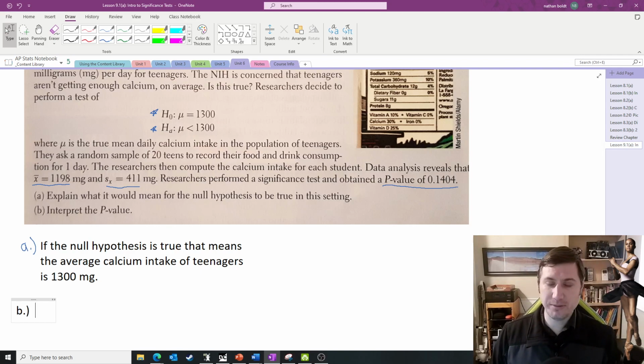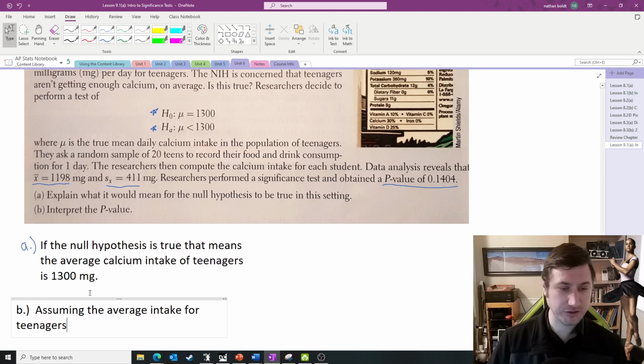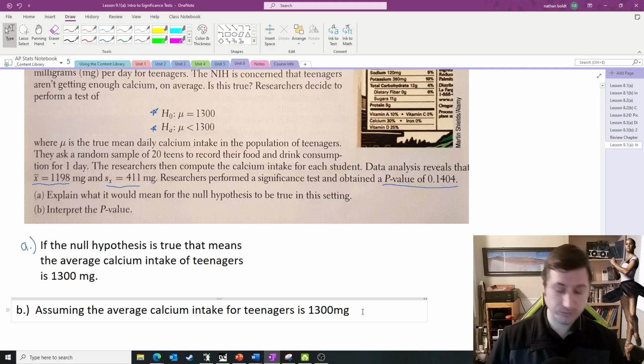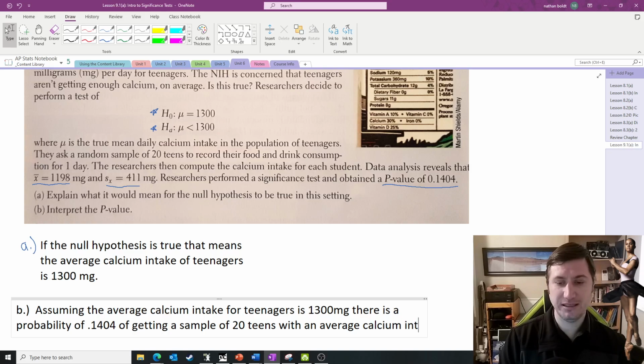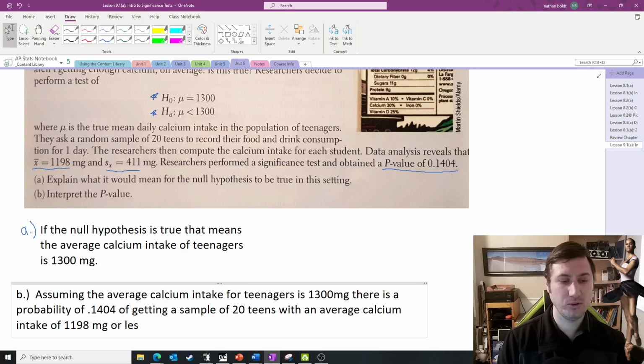Part B. Interpret the p-value. So the p-value is 0.14. So assuming the average calcium intake for teenagers is actually 1,300 milligrams, because that's our assumption, that's our null. Assuming that is true, there is a probability of 0.14 of getting a sample of 20 teens with an average calcium intake of 1198 milligrams or less.